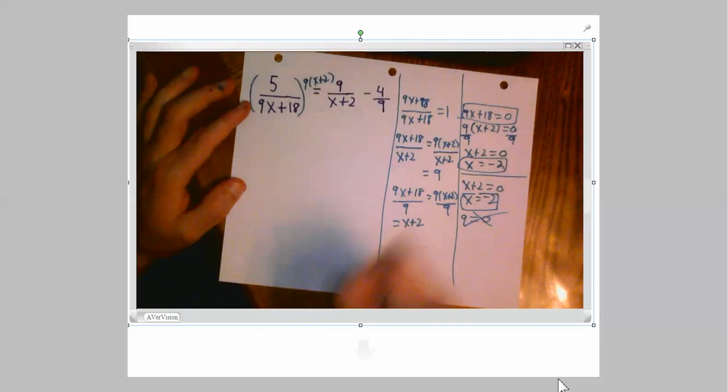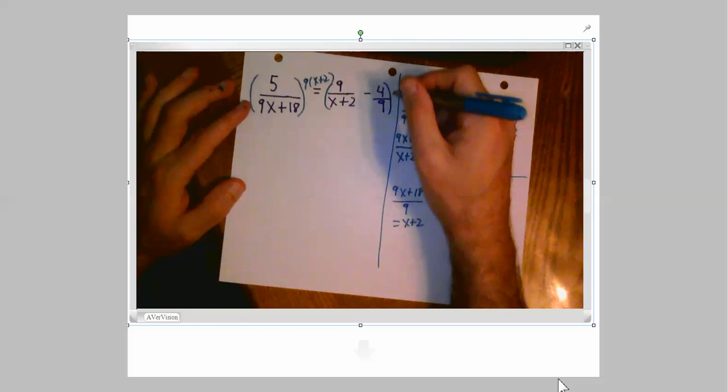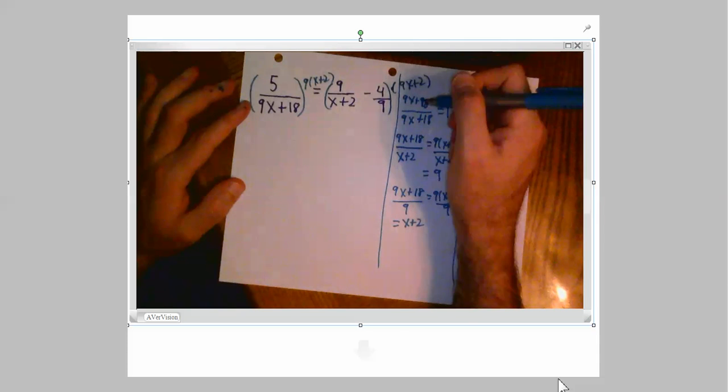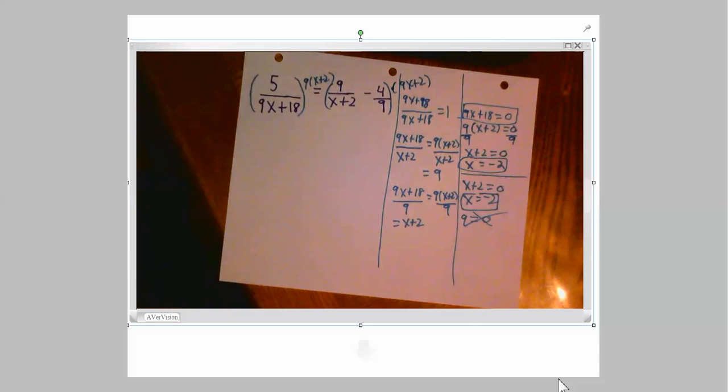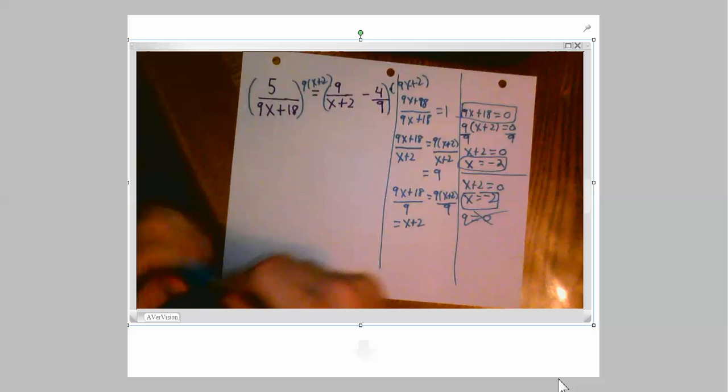I kind of scrunch it in there. And I'm going to multiply this side times 9 times x plus 2. Sorry, I kind of scrunched that in there. 9x plus 18 is equal to 9 times x plus 2. They're the same number, I just factored it. So this is going to cancel with this, and I just have 5. Works out nice, right?